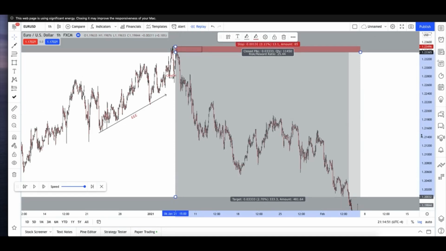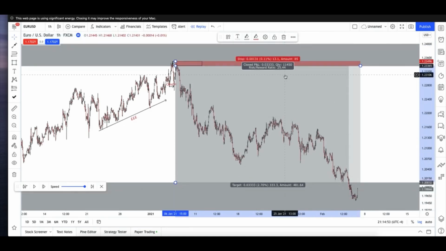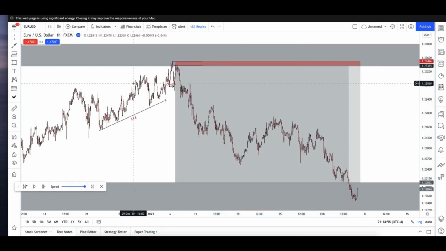So as you can see, price has hit our take profit and filled in that imbalance. Could have secured a nice 1 to 25 risk to reward on this trade.